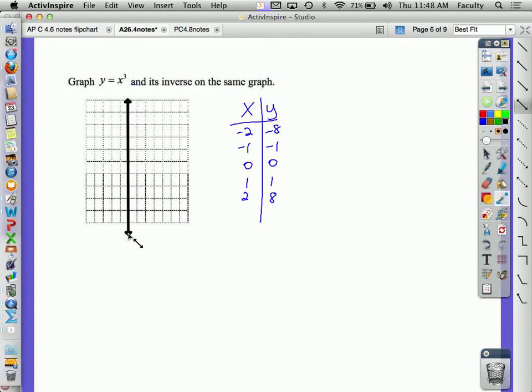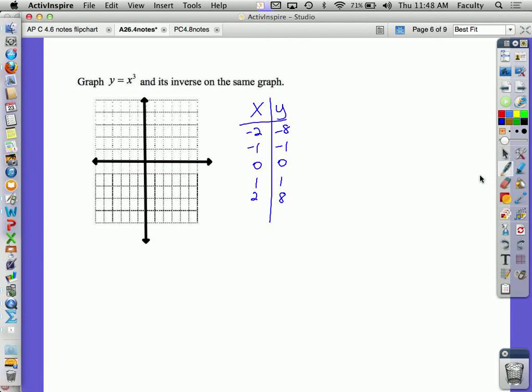And if I just do a little bit of forward thinking, and think about if I'm going to switch the x and the y's, I'm going to need to go to 8 and negative 8 on the x-axis and y-axis, and I don't have enough space. So let's go ahead and go by twos everywhere. Left, right, up, and down. We'll go by twos. So just be careful with it when you're doing these.